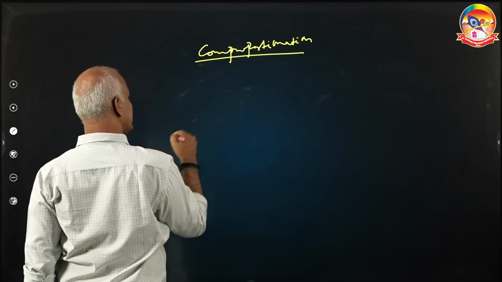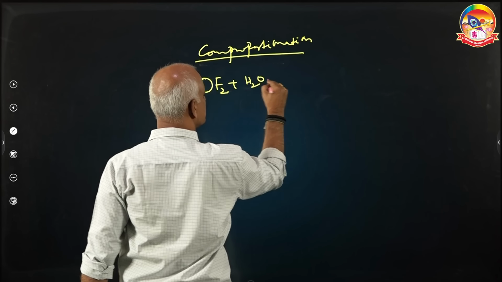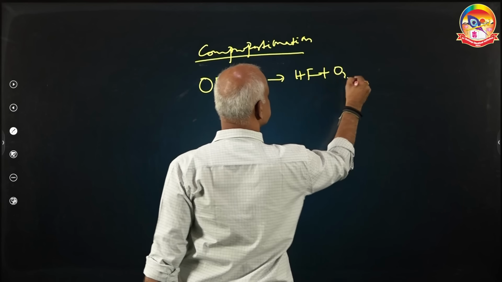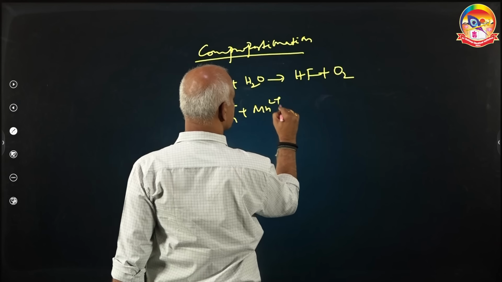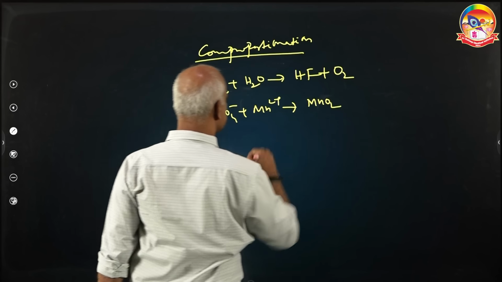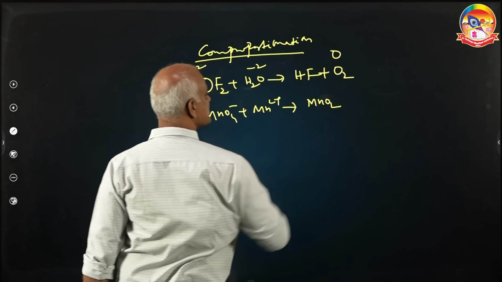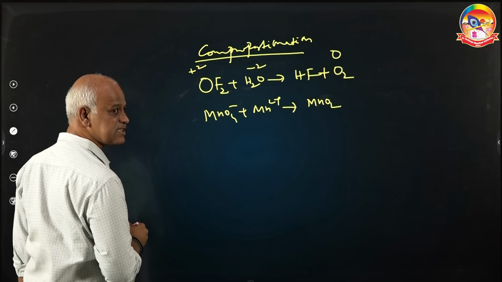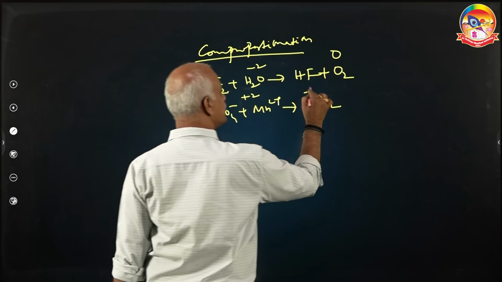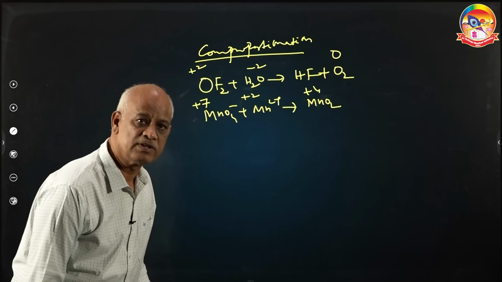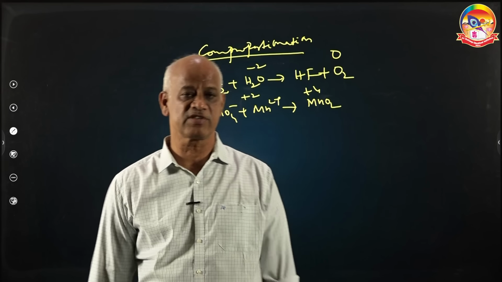Let us say OF2 plus H2O gives HF plus O2. Permanganate plus Mn plus 2 gives MnO2. If you see, this is the reverse. Here oxygen is plus 2, here oxygen is minus 2, and here oxygen is 0. This is exactly the reverse of disproportionation. Here manganese is plus 7, here manganese is plus 2, and both of them are getting converted to plus 4. One undergoes reduction and the other oxidation. This is called comproportionation. Did you understand the types of redox reactions that you have?